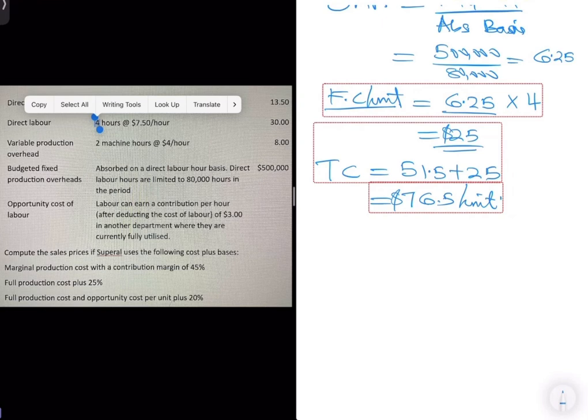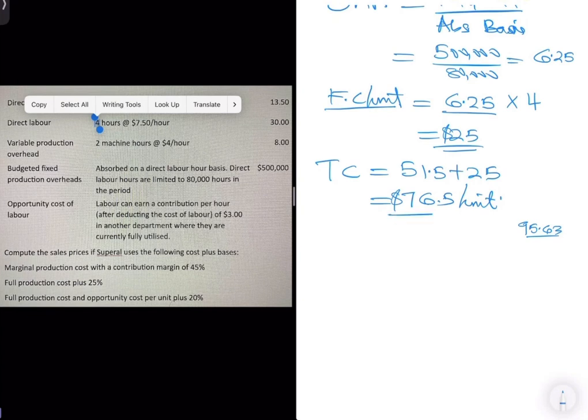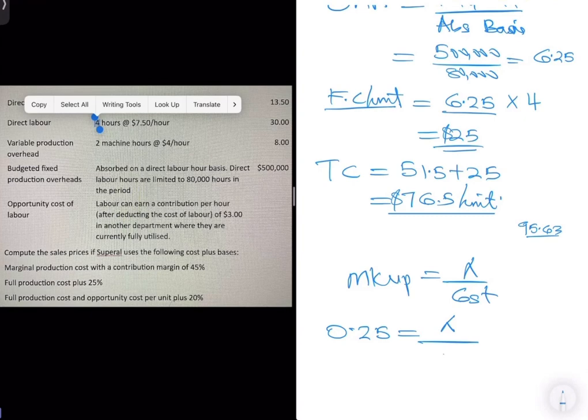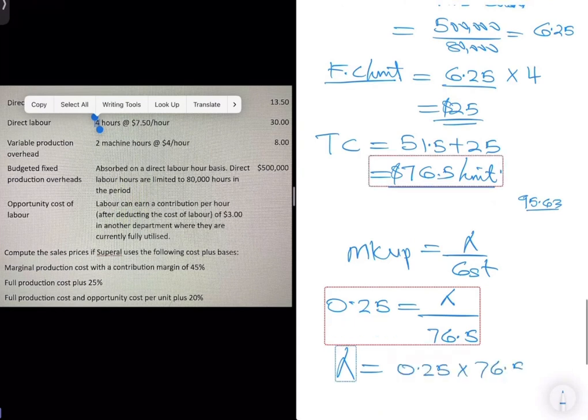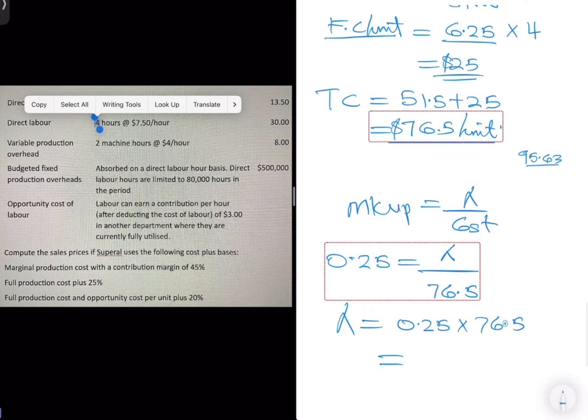So if that is the total cost per unit, what price should we be charging? I mean, once you have your total cost, the rest is easy because you already know that your markup is profit over cost. Yeah. So, you are given a markup of what percentage? 25%. So 0.25 equals profit over total cost of 76.5. So with this, you can get your profit to be equal to 0.25 multiplied by 76.5. Yeah, and that will give us 19.13.